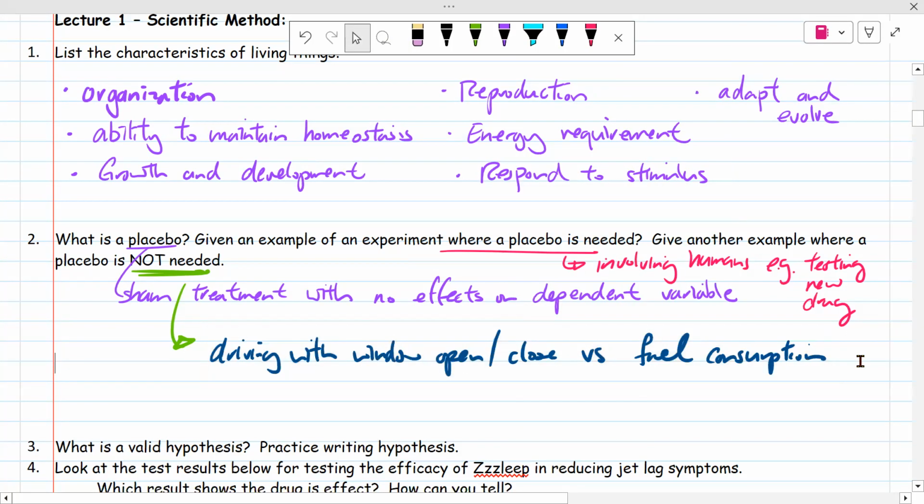Okay, so driving with windows open or closed versus fuel consumption. You don't need a placebo for that. There's no bias to minimize. There's no psychological effect to counteract. Everything is right as rain.